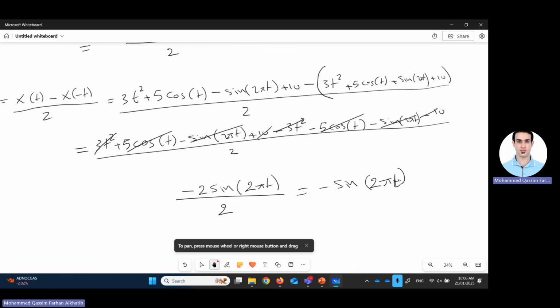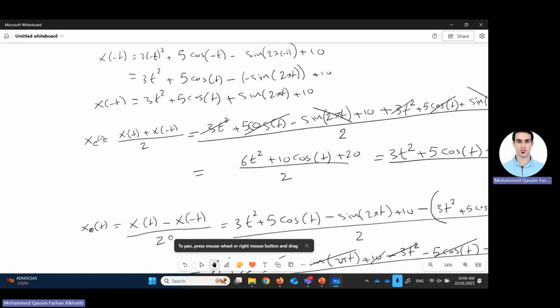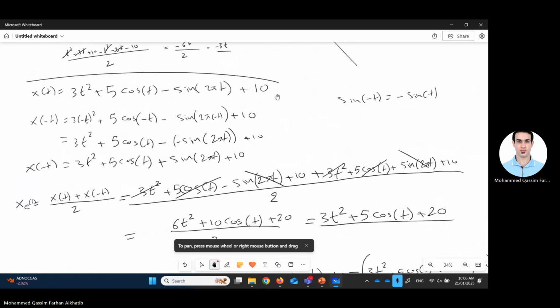In order to find x of negative t, we do not change all the numbers to negative. Change t into negative and substitute in the function itself. So my original function is this one. Find x of negative t. So here for each t, I substitute negative t. So I have negative t squared, cosine negative t, sine 2 pi negative t. 10 is a constant. And then work out the algebra, the math to get the final answer. So I have x of negative t.